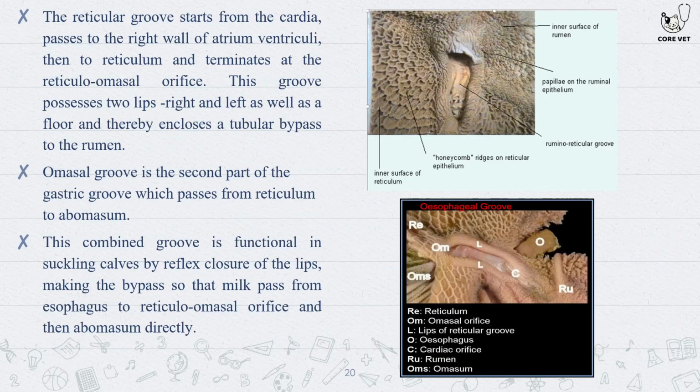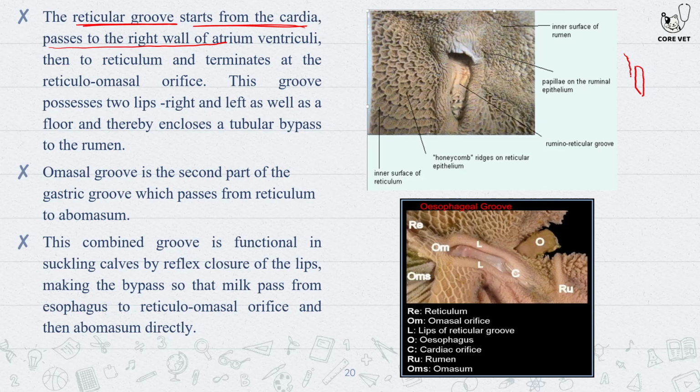Now the reticular groove that we had seen and discussed in the starting. It starts from the cardia and passes on to the right wall of the atrium ventriculi. This is the reticular groove. It passes from the cardia, and from where is it passing? It is passing from the right.